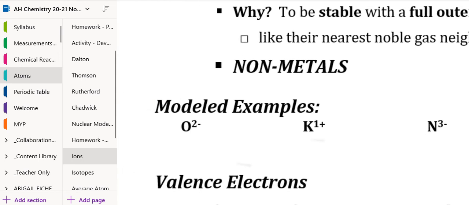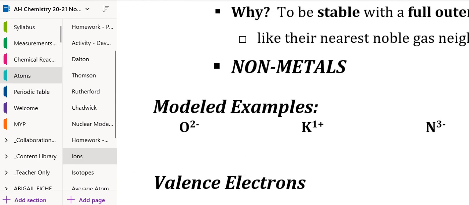So the first one is O2 minus, so oxygen with a 2 minus charge. What happened to oxygen to form an ion with a 2 minus charge? It gained 2 electrons. So that's the first thing we're going to say. This particle gained 2 electrons.